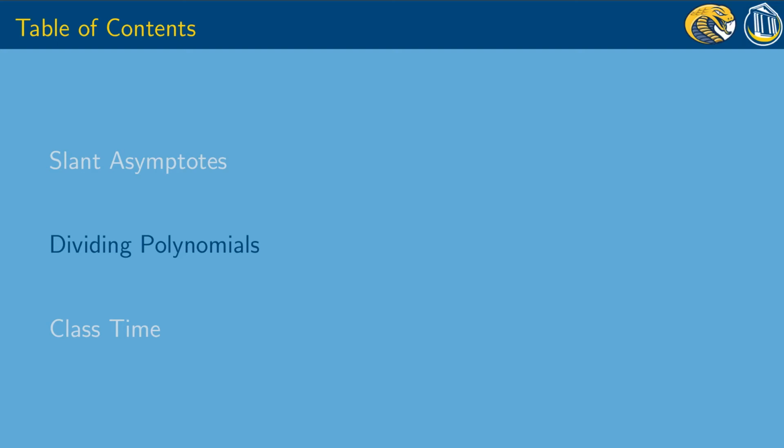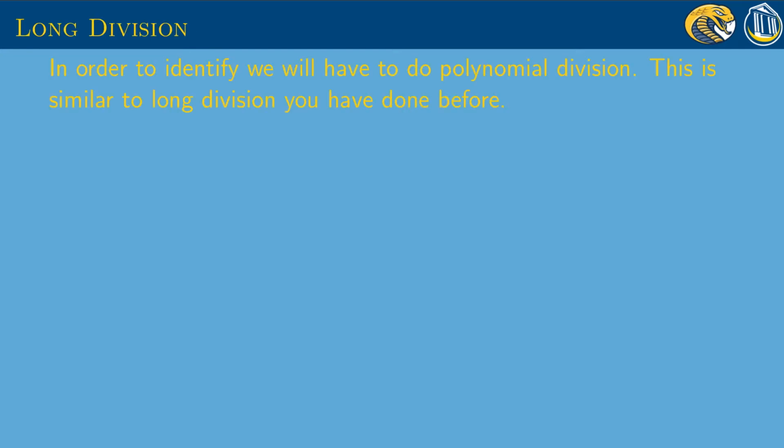So now that we know when we have a slant asymptote, let's talk about how to calculate it. In order to identify what our slant asymptote is, we have to do polynomial division. This is the exact same algorithm as long division of normal numbers, where you have a dividend that's divided by a divisor, producing the answer, a quotient, plus some remainder that we'll use for the rest of these problems.